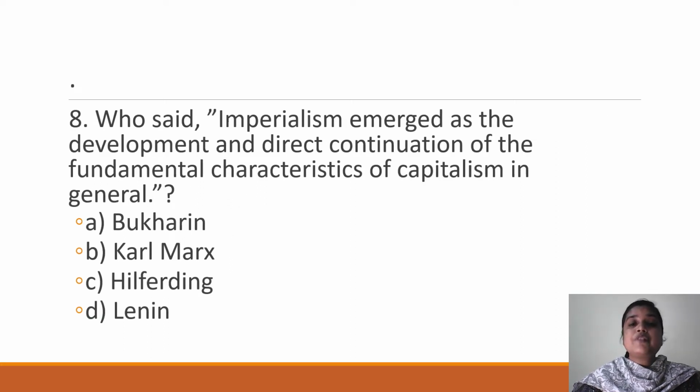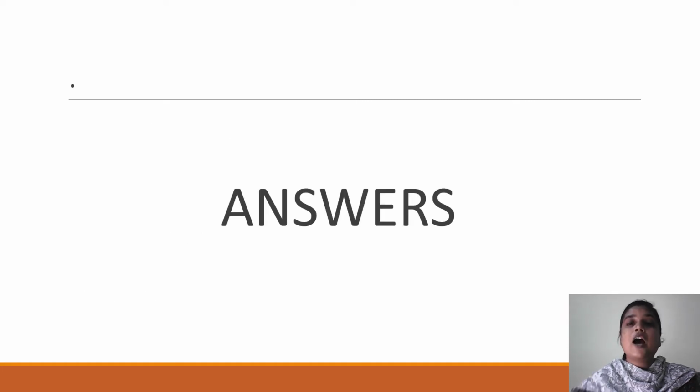Okay, the last question of the series is, who said imperialism emerged as the development and direct continuation of the fundamental characteristics of capitalism in general? A. Bukharin, B. Karl Marx, C. Hilferding, or D. Lenin? So you have to answer who has given this quotation. Now we come to an end of the multiple choice questions round, and I hope you've written down all your answers. Now it is time to check the correct answers and to match your answers with the correct ones. So here we go with the answers.